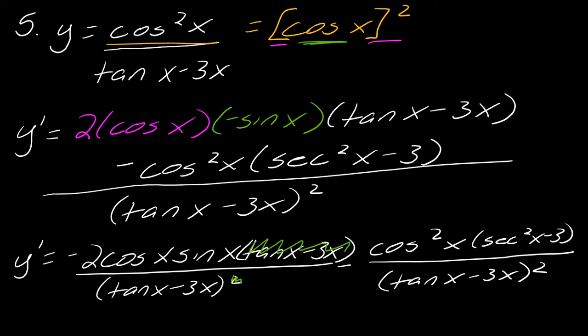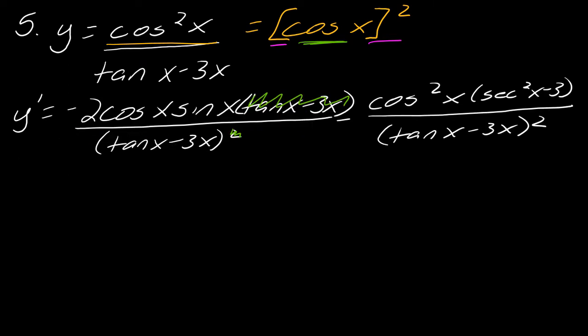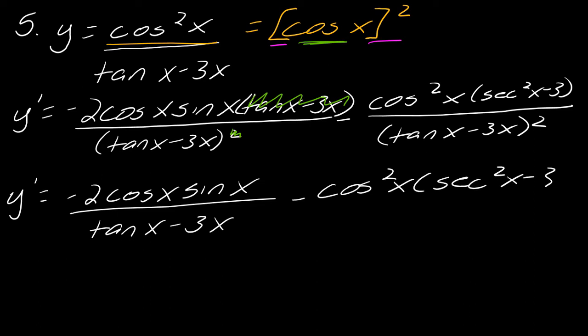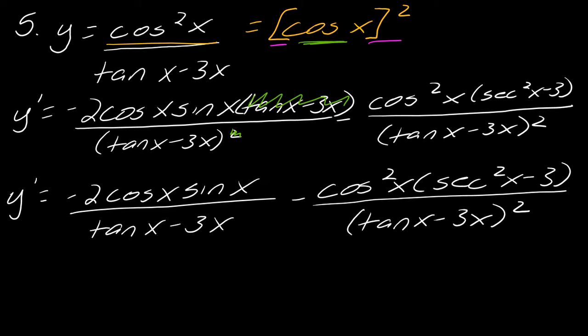So if I wanted to show you the final answer, let me clear some space. All right, so final answer: negative 2 cosine x, sine x, tangent x minus 3x, and then this minus cosine squared x, secant squared x minus 3, over the other stuff. Okay, there we go. So there's your other way you could simplify that.